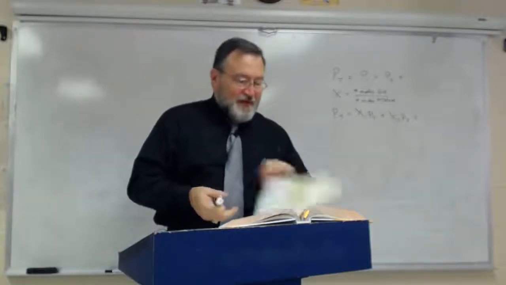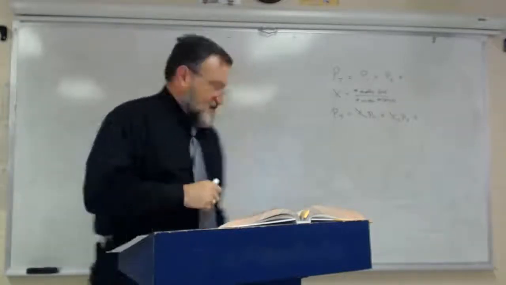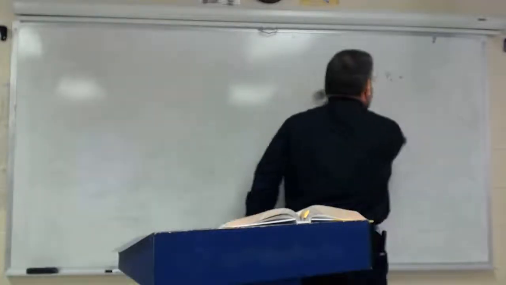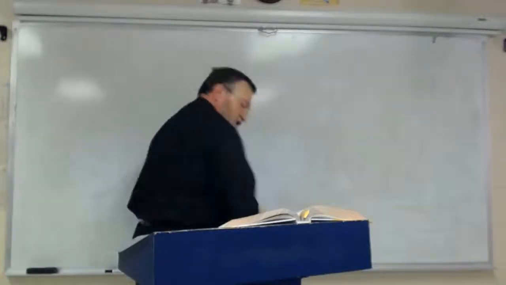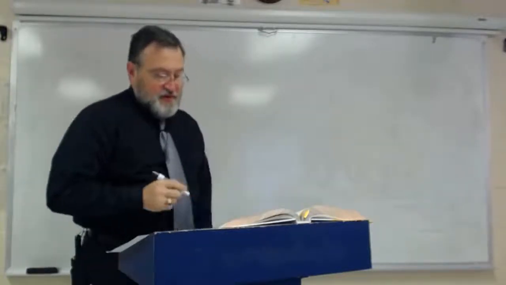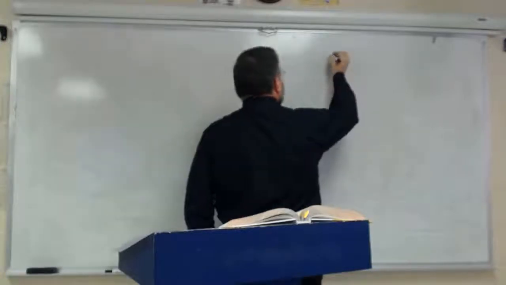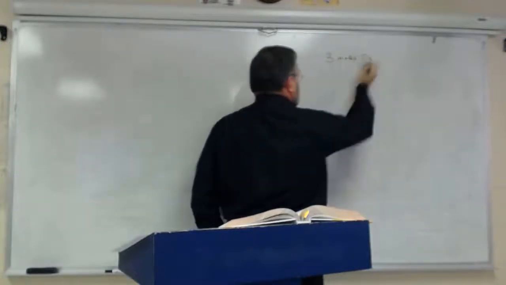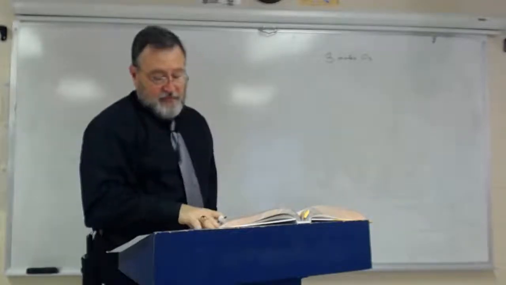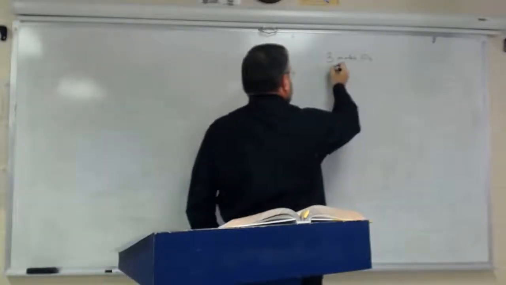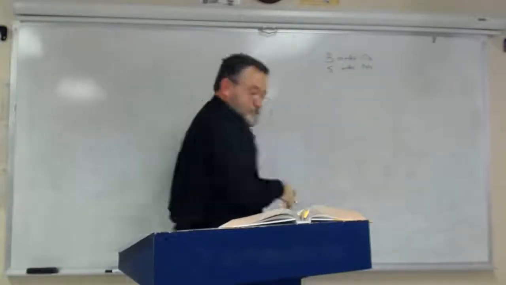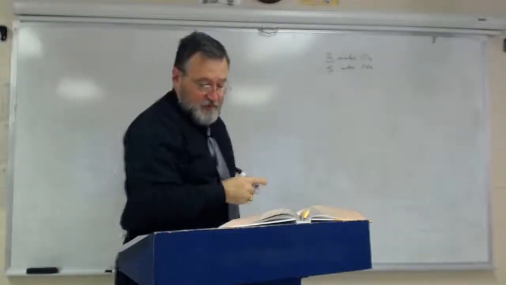All right. Let's look at example 11.3. It actually starts at the bottom of 399 then. We're going to apply the alternative statement of Dalton's partial pressures. A mixture of gas contains 3 moles of O2 gas, 5 moles of nitrogen gas, and 1 mole of neon.